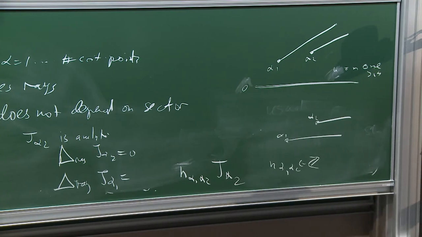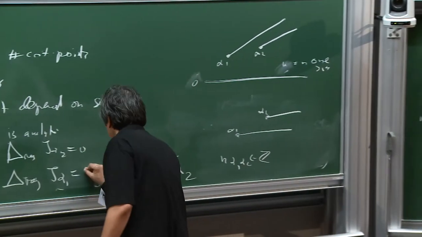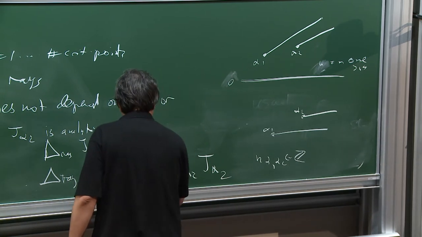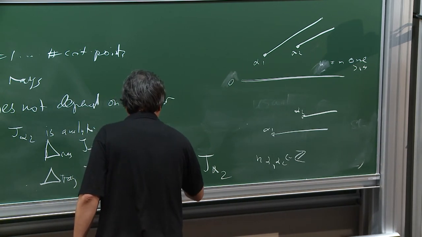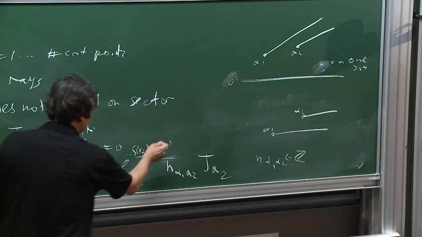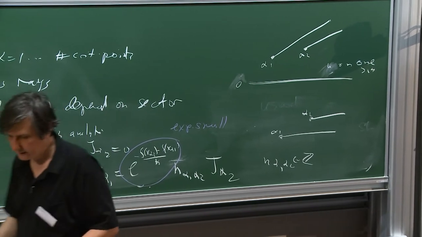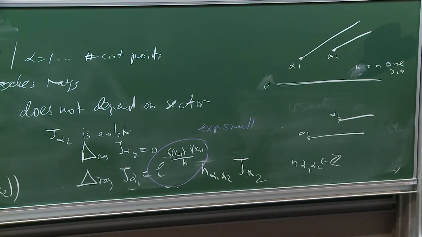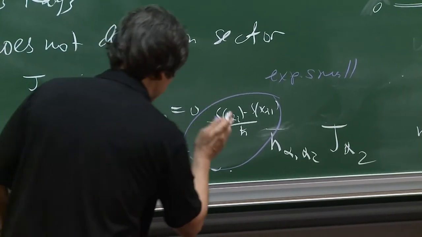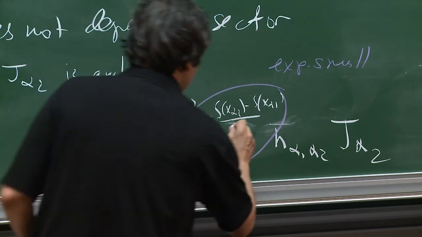But because of this factor, we multiply by an exponentially small term. Take the exponent of minus S of x alpha 2 minus S of x alpha 1 divided by h bar, which is very, very small. So it has a trivial Taylor expansion. Sorry? Ah, yeah, sorry, because I mixed notation. I have in mind that h bar and u are the same, but eventually.